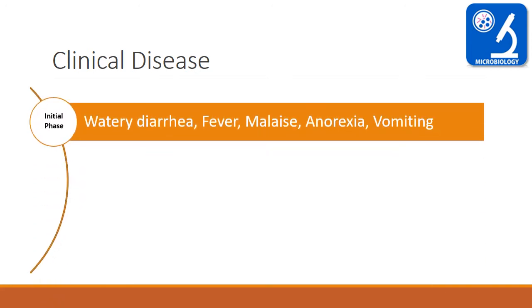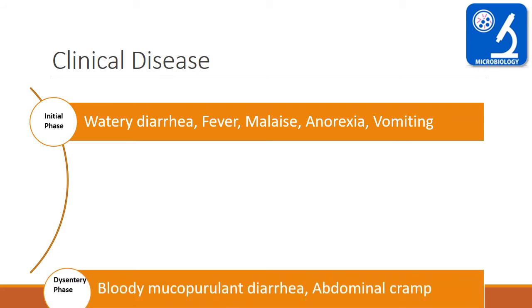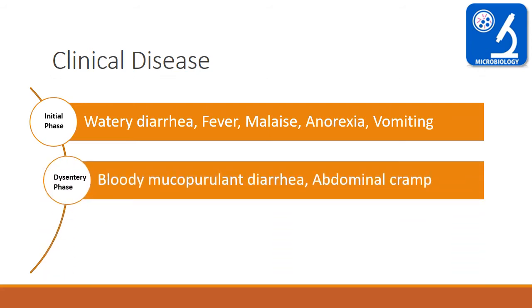Now we are going to talk about the clinical disease. There are a few phases of this. The first one is the initial phase, where the patient comes with watery diarrhea, fever, malaise, anorexia and vomiting. Then there is a dysentery phase where the patient comes with dysentery. Dysentery means bloody mucopurulent diarrhea, and also there is an increasing amount of abdominal cramps.